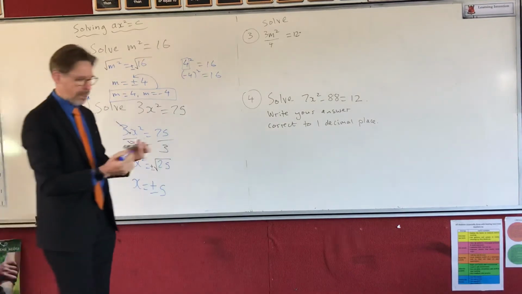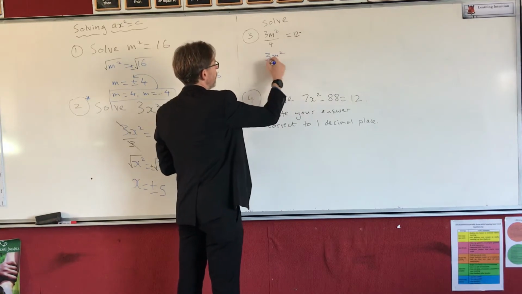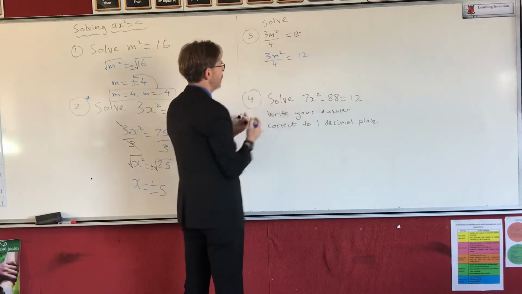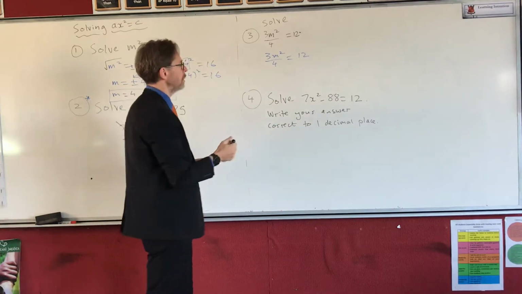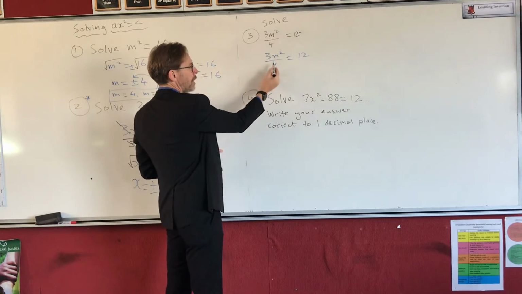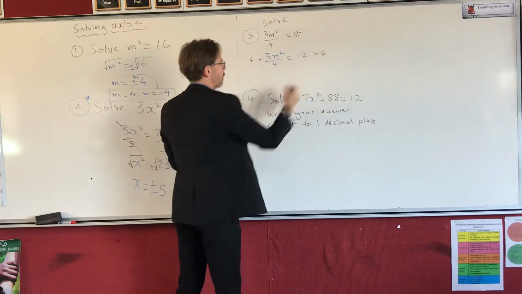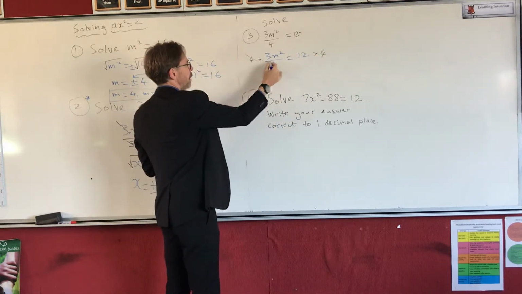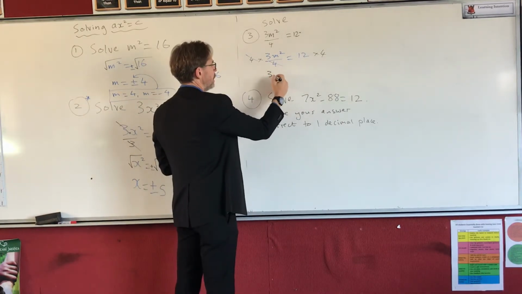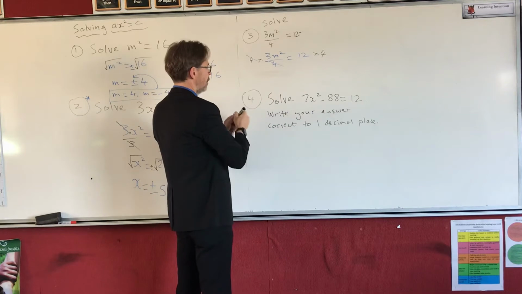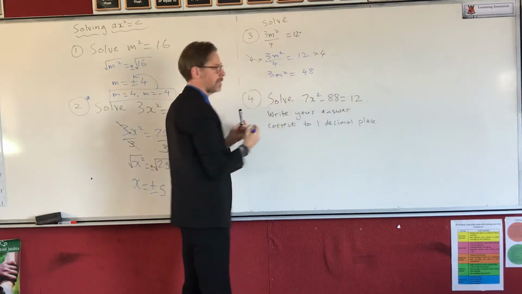Look at question 3 now. Question 3, I'm going to write the question down again. There it is. 3m squared on 4 equals 12. Now I've got to get the m by itself. I'm going to get rid of the divide by 4 first. So times by 4 both sides. That cancels. So get rid of the fraction part first. And then we get 3m squared is equal to 48.